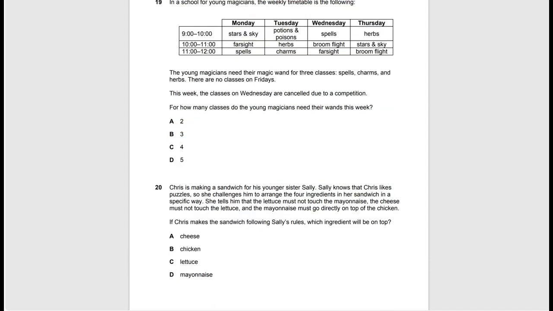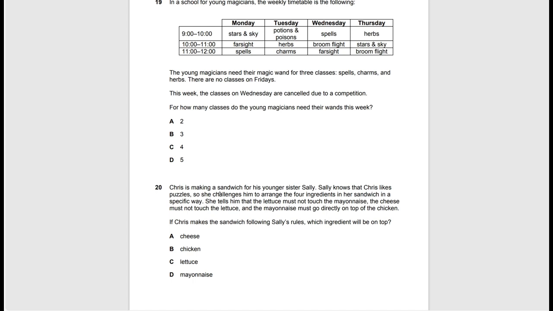Moving on to question 19. In a school for young magicians, the weekly timetable is the following. So we have our 4 days, Monday, Tuesday, Wednesday, and Thursday. We've got our times, 9 to 10, 10 to 11, 11 to 12, and we've got the activities, the classes that these students are doing.